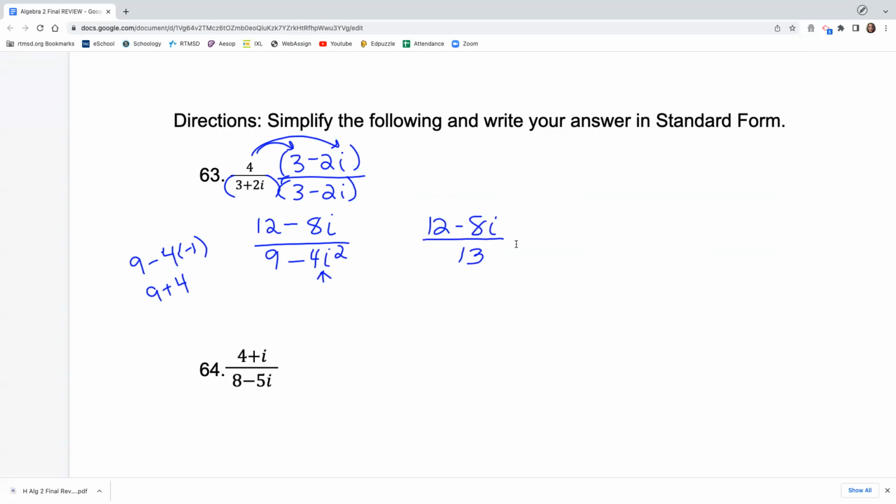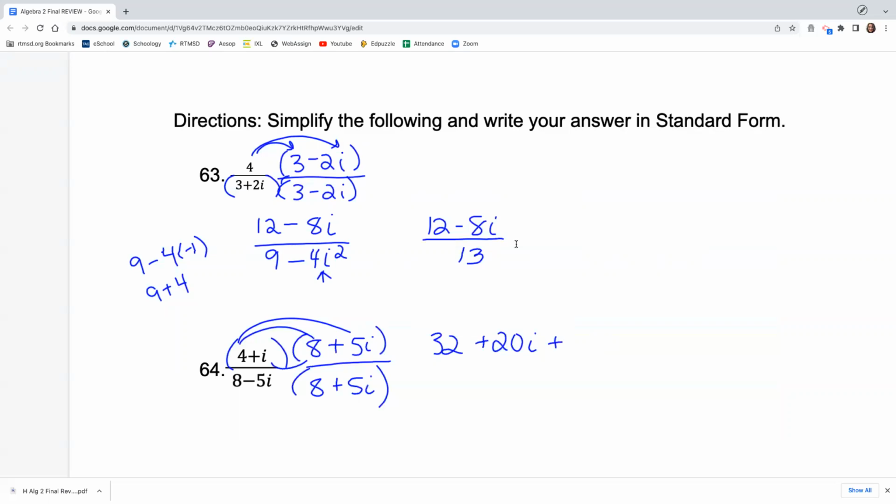All right, and then 64, same thing. We are multiplying by the conjugate, so 8 plus 5i over 8 plus 5i. This one requires a little bit more because we have to FOIL since it's 2 terms times 2 terms on the top. 4 times 8 is 32. 4 times 5i is 20i. i times 8 is 8i. i times 5i is 5i squared.